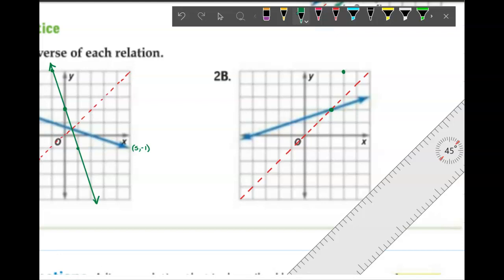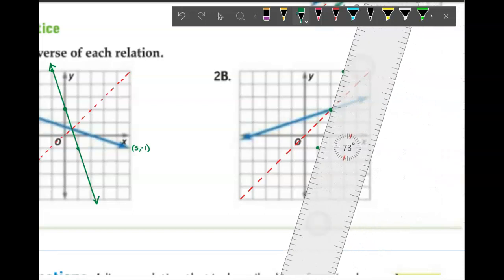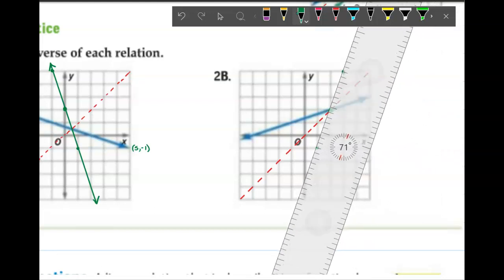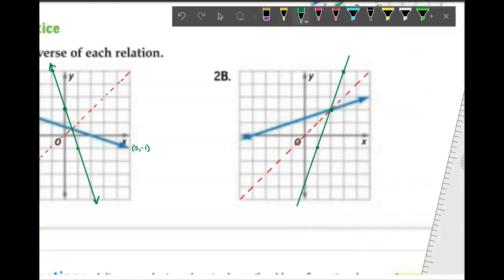This point is negative 1, 1. We want 1, negative 1. And so on. You start to notice the pattern as we reflect over that line. And then we can draw it in. Push the ruler out of the way, and we've graphed the inverse.